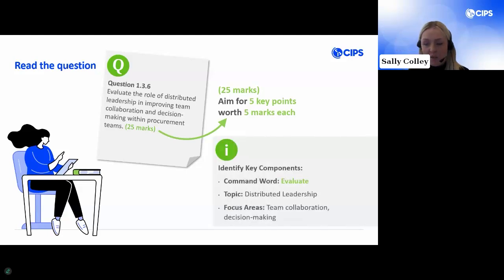So when the question asks you to evaluate, it's asking you to assess the criteria or aspects of the topic, consider the supporting evidence, weigh up the strengths and weaknesses, and then draw a well-supported conclusion. So, for example, if we evaluate distributed leadership, we might examine its strengths in improving communication, but its potential weakness in causing decision-making delays. So your answer should critically balance both sides before arriving at that final conclusion. And it's this depth that earns you those higher marks.